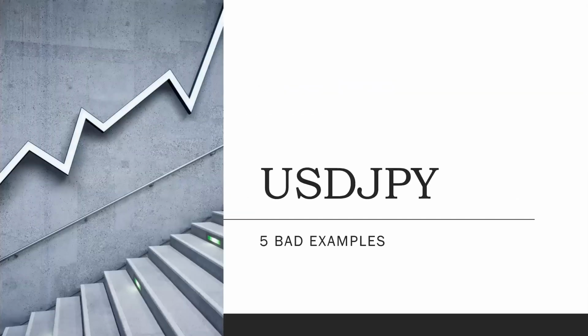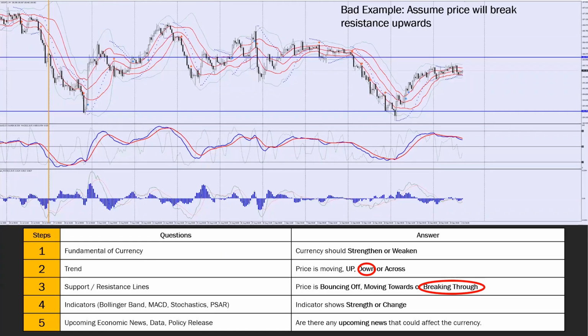With that, we're coming to the last part of the section where we talk about 5 examples, bad examples. I know I've been through several bad examples already, but these are just more bad examples to show you what mistakes not to make. We use the US yen on this.